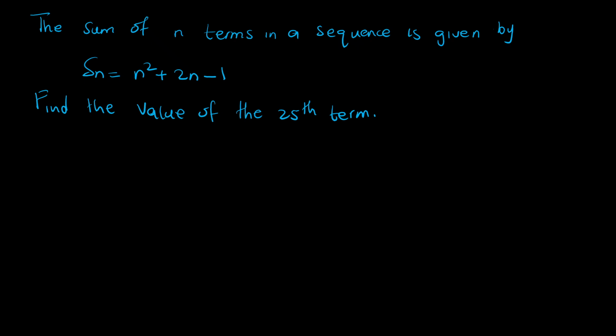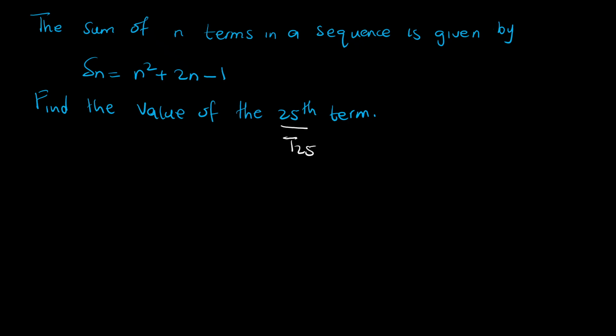Okay, grade 12, let's look at this question. They say that the sum of n terms in a sequence is given by Sn is equal to n squared plus 2n minus 1, and they want us to find T25. So they want us to find T25.